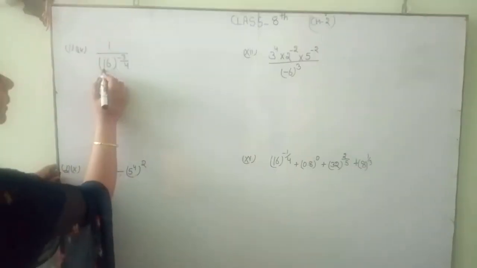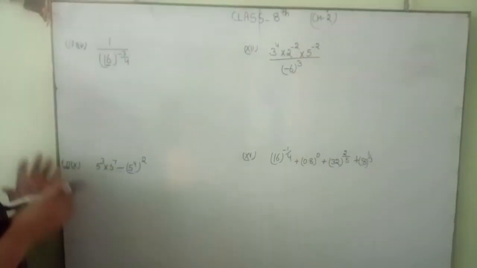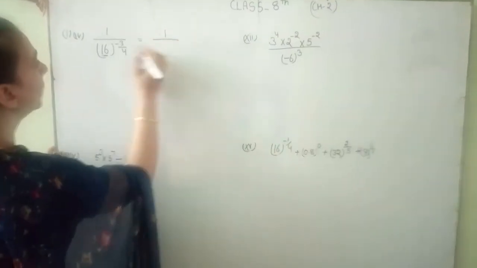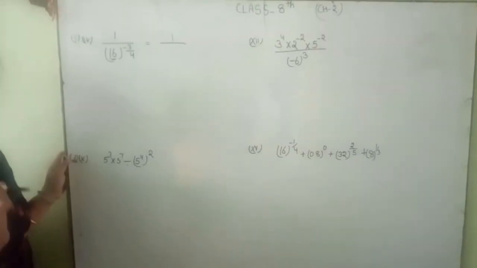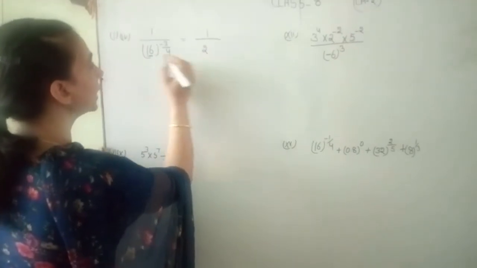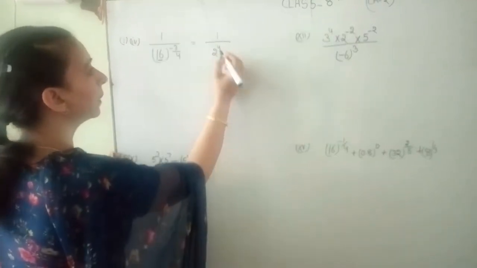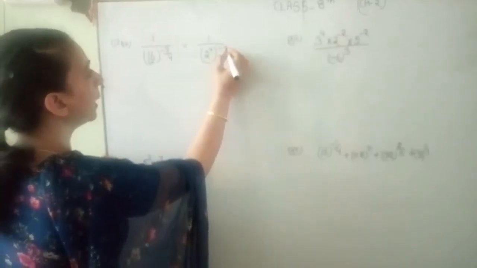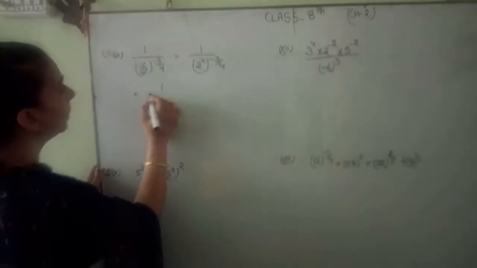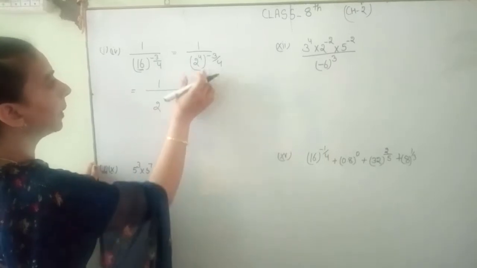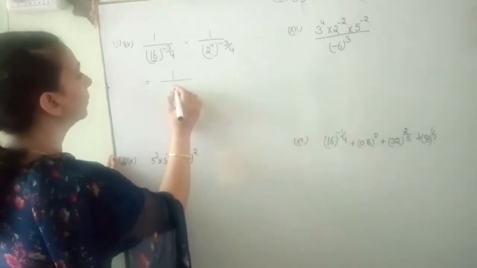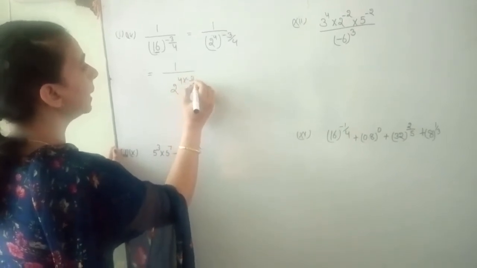First we convert 16 into a number with power 4. 16 is equal to 2 raised to the power 4. Then in place of 16 we write 2 raised to the power 4, and raised to the power minus 3/4. Okay students? Next, 1 by 2 raised to the power 4 raised to the power minus 3/4. According to the power law, powers should be multiplied: 4 multiplied by minus 3/4.